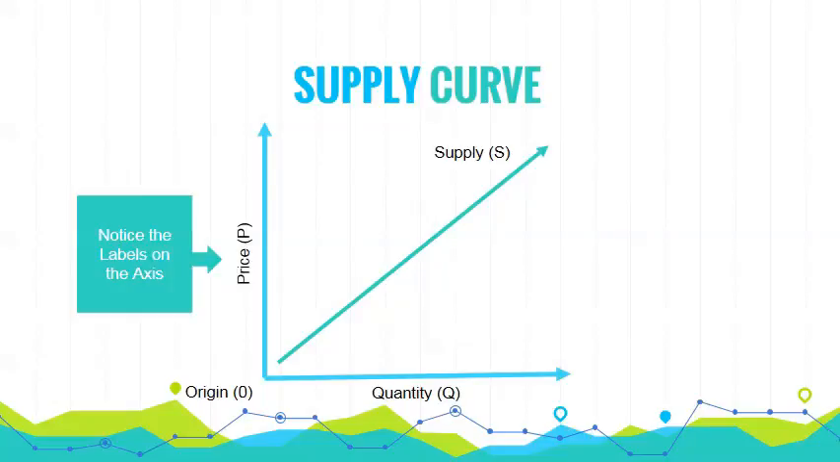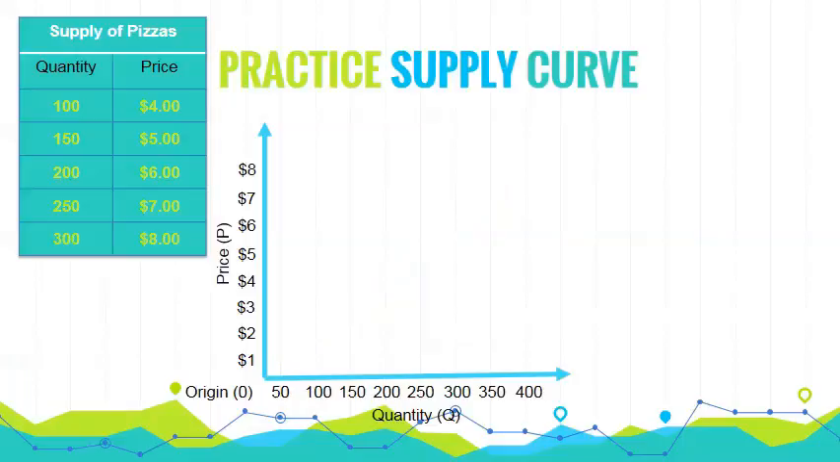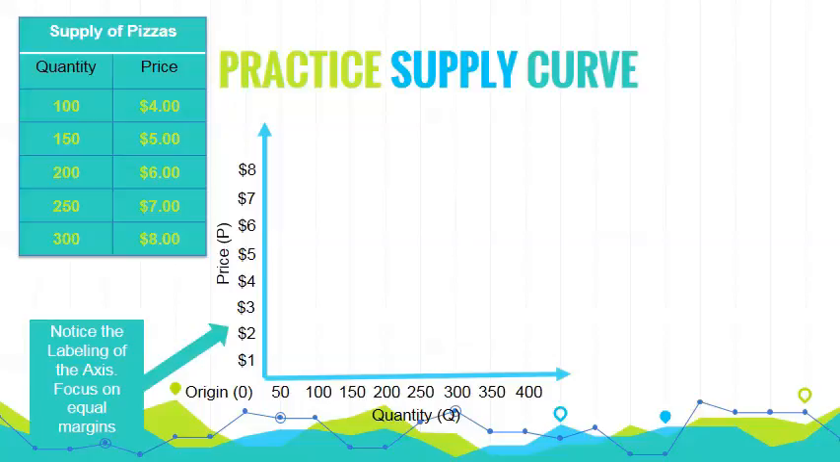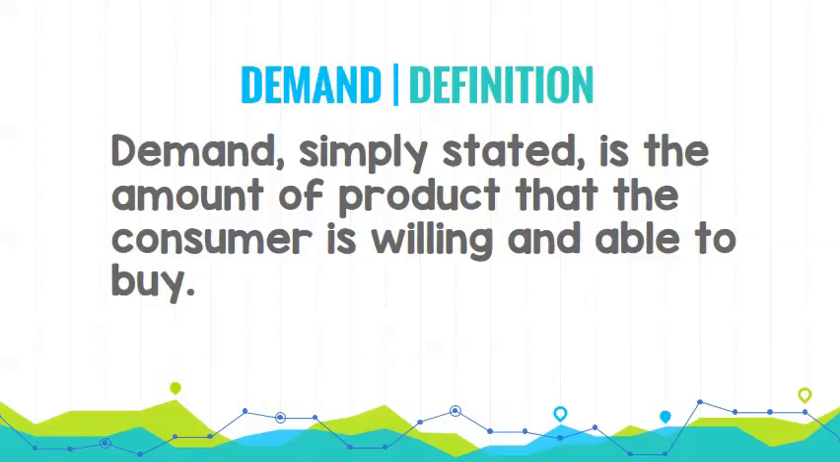Notice the labels on the axis. Notice the origin. Always up and to the right, always away from zero. Think of it as a producer. You're selling something, and that's what it comes down to. If we were to practice this again, we would just take our points on the graph, 104, and we start to plot those points. Connect the dots, label it, and we're out of here.